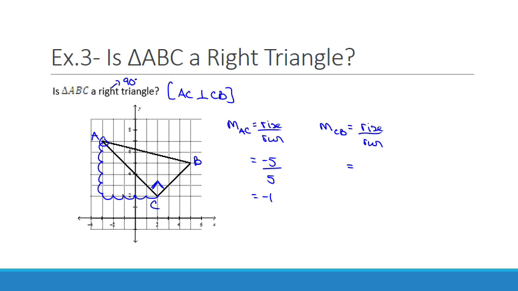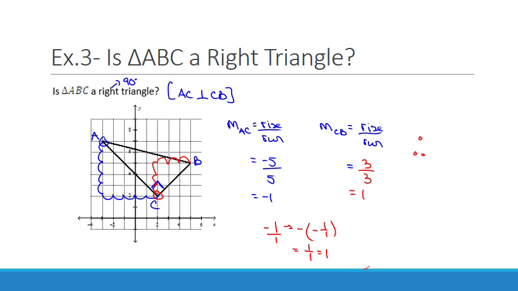Now we'll go to CB, rise over run. Again, start on your leftmost point. So now with CB, I'm going to start here. And it looks like I'm going up 1, 2, 3. And my run, 1, 2, 3. So it equals +1. Now, are these negative reciprocals of each other? If I take -1, the negative reciprocal of that, I guess it'd be -1 over 1. The reciprocal would just still be -1 over 1, and then the two negatives make a positive, so I just get 1 over 1, or 1. So the negative reciprocal of -1 is +1.